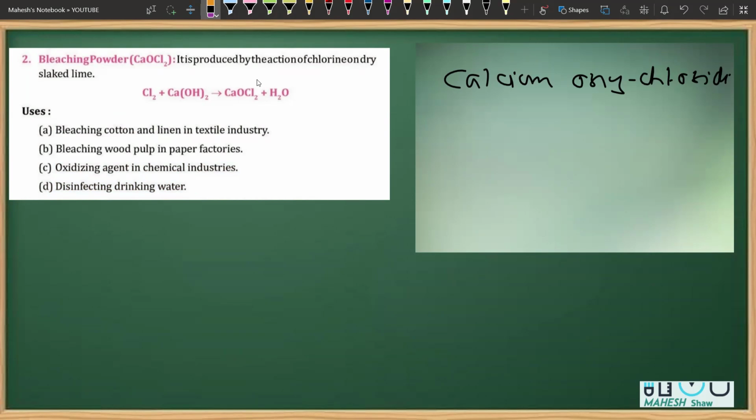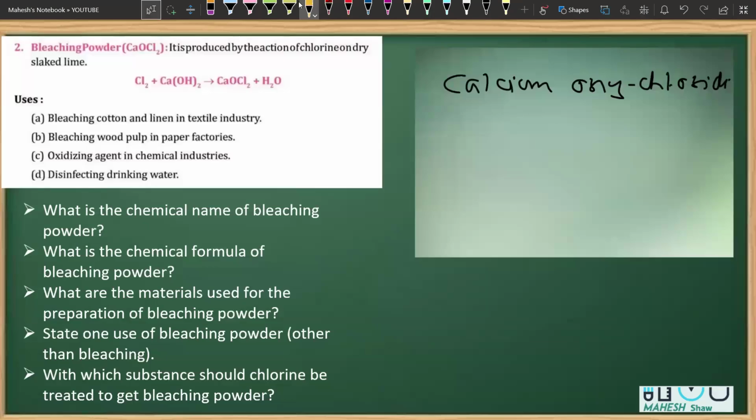Now, we'll discuss questions based on this. I can see these are some frequently asked questions from this chapter. The first question here is, let me read it again. What is the chemical name of bleaching powder? So I told you the chemical name of bleaching powder is calcium oxychloride.